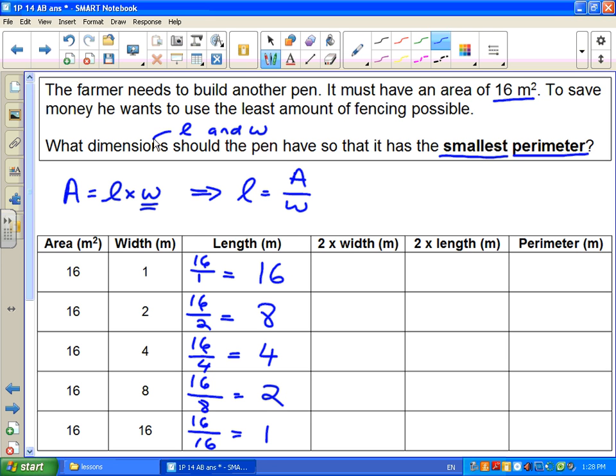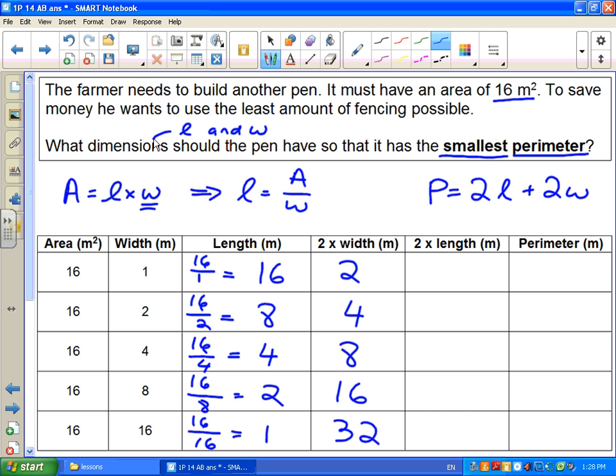Now what we want to find is the perimeter that each of these rectangles is going to have. So our perimeter is 2 lengths plus 2 widths, okay, because we still have a rectangle, which has 2 lengths and 2 widths. So we're going to fill in these columns here. We're going to fill this one in with 2 times our width. So that's going to be 2, 4, 8. When our width is 8, we're going to have 16. And when our width is 16, 2 times that is 32.